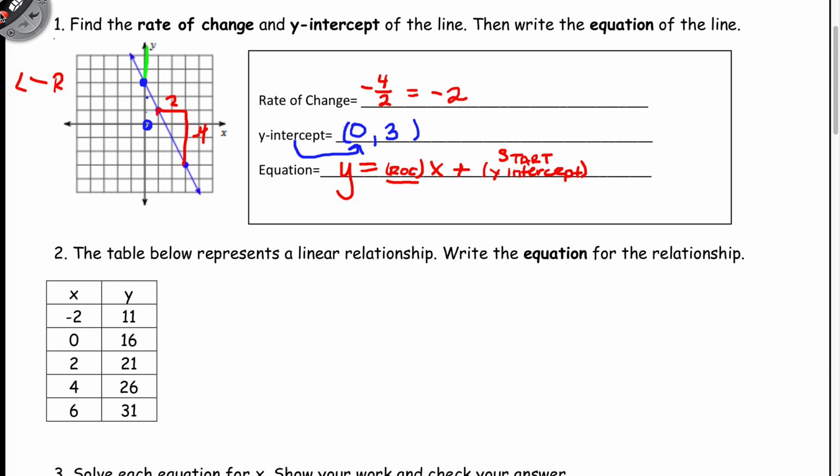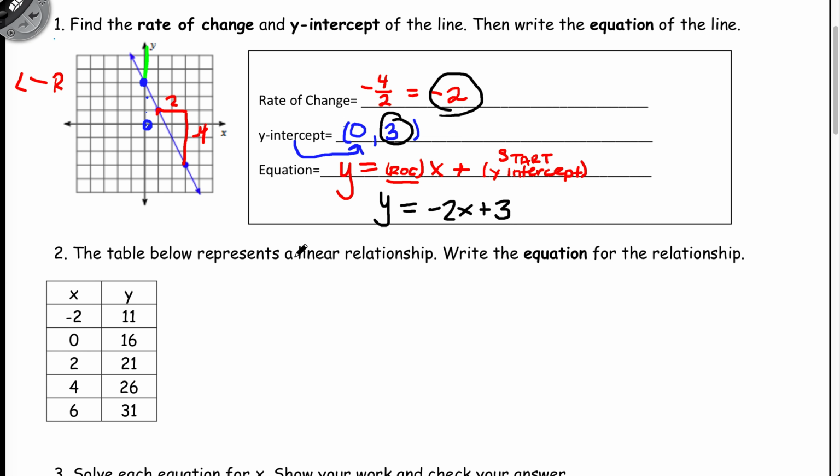So when I go to put together the whole equation, I'm going to say y equals my rate of change. Oh, that's this number right here. That's going to be -2. Go lock that, please. x plus 3. And that 3 is coming from right here. So I only needed to use those 2 numbers. Now, the reason it's plus 3 is because this 3 was a +3.